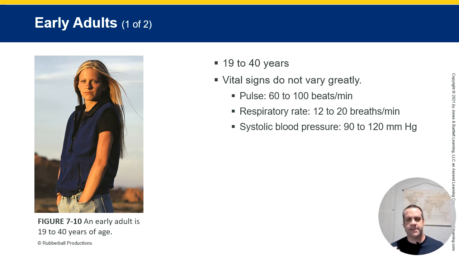Vital signs are similar to those seen throughout the rest of adulthood. Again, heart rate 60 to 100, respiratory rate 12 to 20, systolic blood pressure about 90 to 120. So as EMTs, we don't expect wide variability in vitals for this age group, unless there's an underlying medical issue.